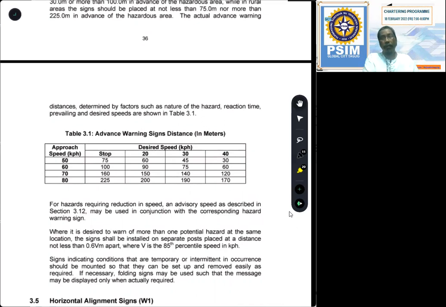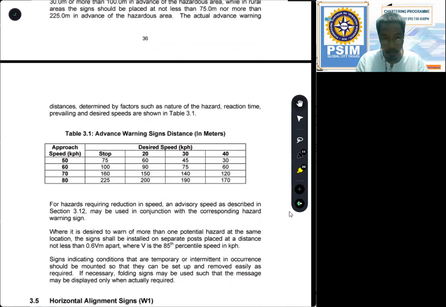So this table indicates advanced warning sign distance in terms of meters. So 170 meters if your desired speed is 40 and your approach speed is 80. So we have 170 meters advanced warning sign distance. For hazards requiring reduction of speed, an advisory speed as described in Section 3.11 may be used in conjunction with the corresponding hazard warning sign.